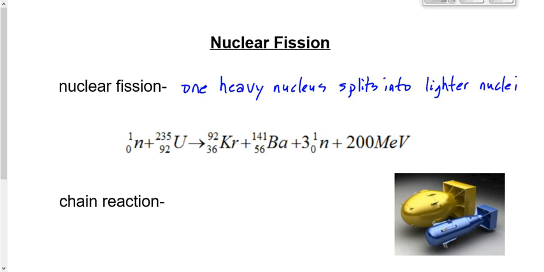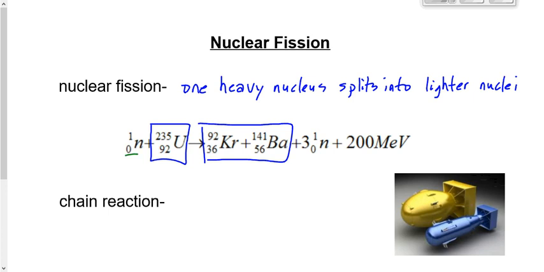You can see in the example that I have here, and there are way more examples than I have listed, this is just one, but they always take the same form. One heavy nucleus splits apart into two lighter nuclei. In this case, uranium-235 splits into krypton-92 and barium-141. All kinds of different possibilities, but they all have the same basic form where one thing becomes two.